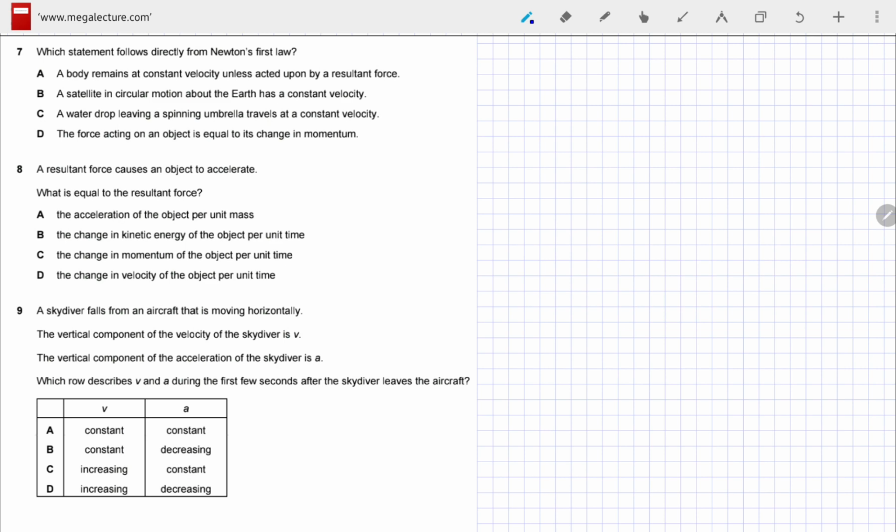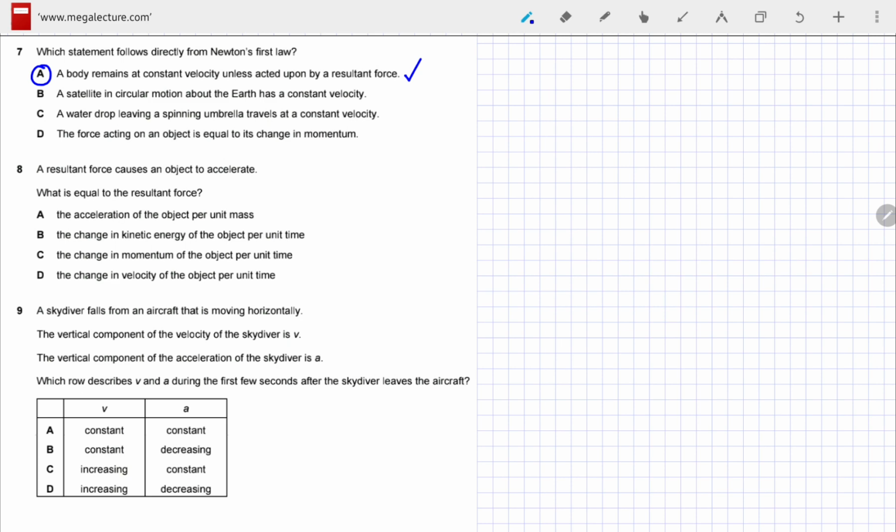Question number 7 says, which statement follows directly from Newton's first law? So what do we know from Newton's first law? The statement of Newton's first law is something like this: a body is going to remain at rest or at constant velocity unless there is some net force acting on the object, right? If you look at all these options, the only option that makes sense is option A. It matches exactly with Newton's first law, also known as the law of inertia.